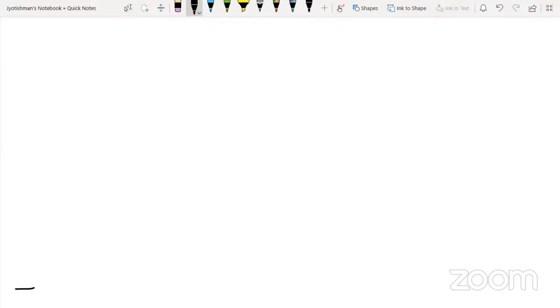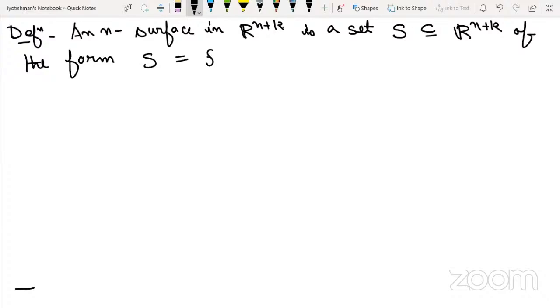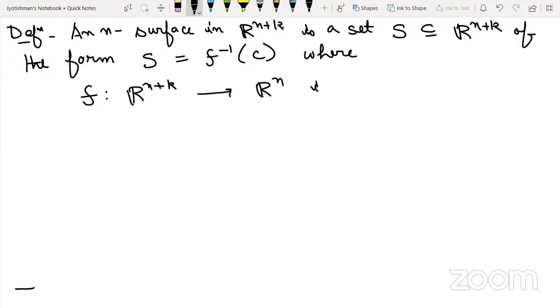Definition. An n-surface in R^(n+k) is a set S in R^(n+k) of the form S equals F inverse of c, where F from R^(n+k) to R^n is smooth.